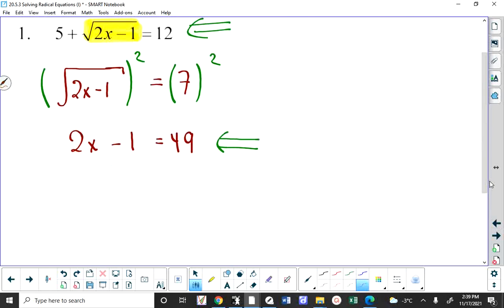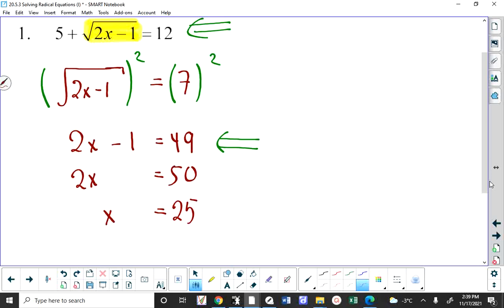You add 1 to both sides, and you get 2x equals 50. You divide both sides by 2, and you get x equals 25. Now, that's the solution we suspect. But we always have to check. This is the most important thing about radical equations.